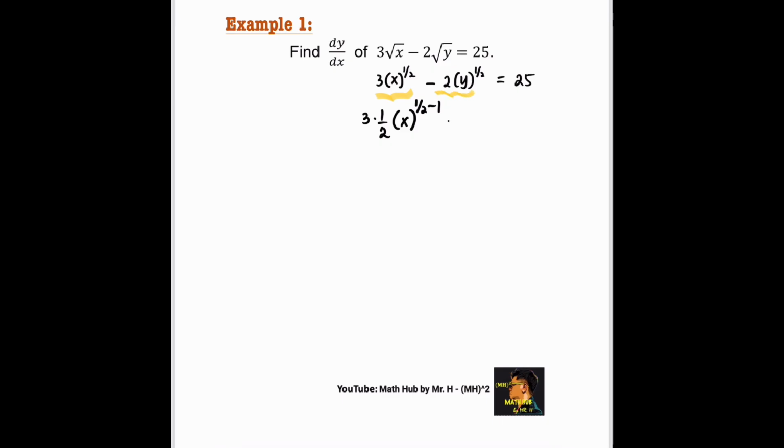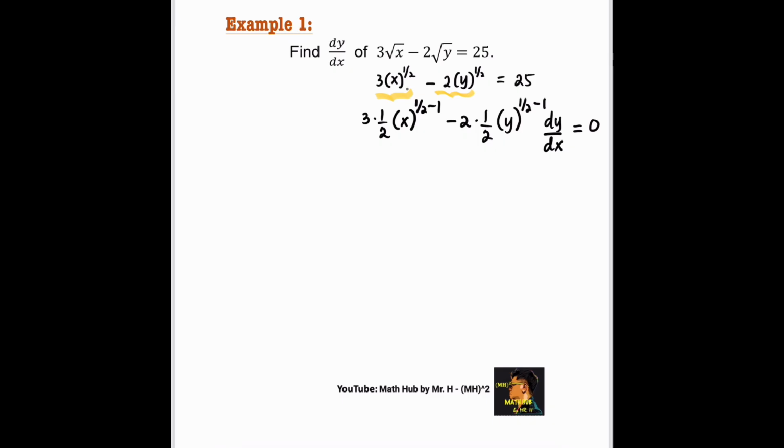Alright, so next is the second term. Alright, so we'll have -2, power rule, so we bring down the exponent, so times 1/2, then we copy y, then the exponent will be 1/2 minus 1. We need to get the derivative of y, which is y prime, or dy over dx. So this is where the dy dx starts to appear. Equals derivative of 25 is 0.